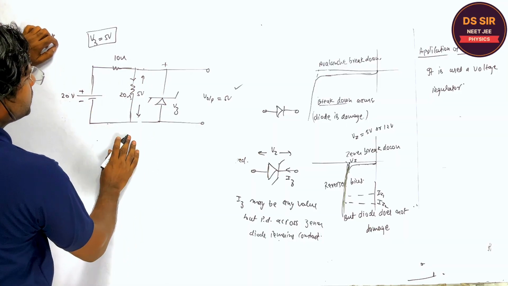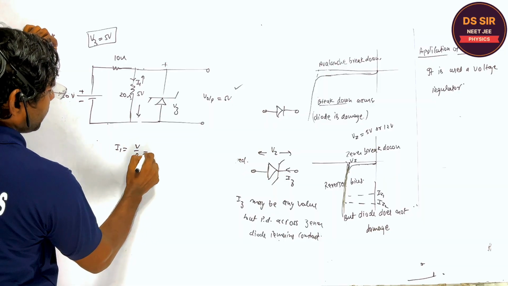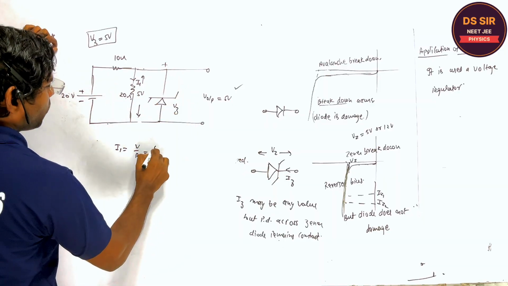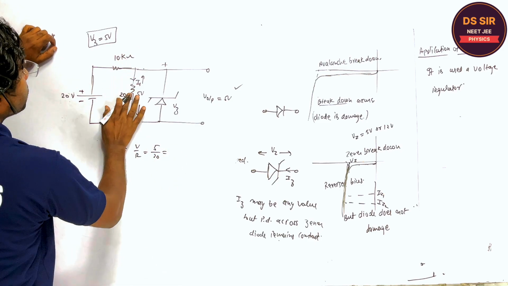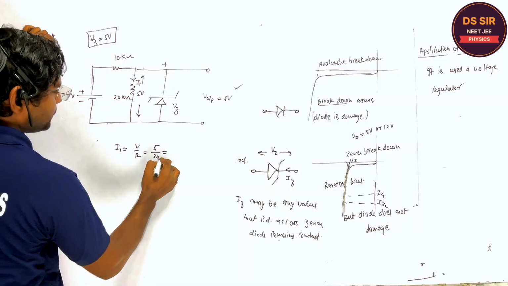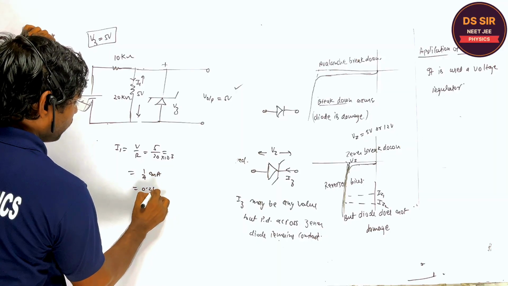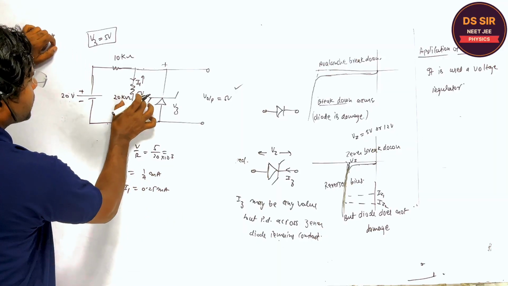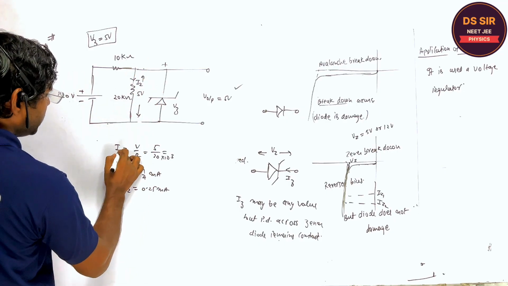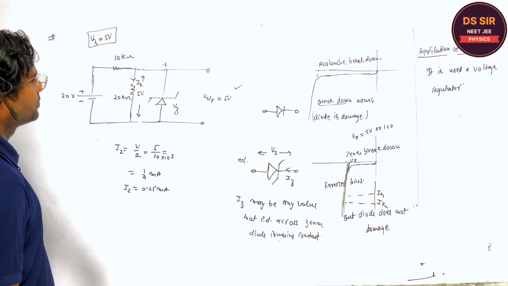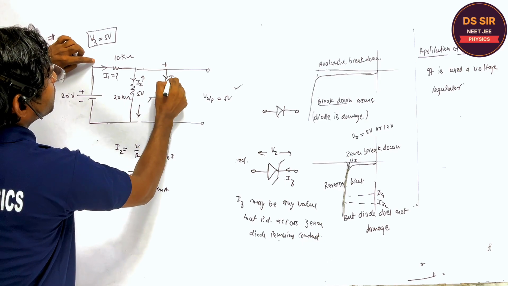So you tell me what is the current flowing over here in this I1. I1 is V upon R. What is the potential difference? Equal to the Zener voltage, 5 volt. You choose the 20 kilo ohm resistance. 5 upon 20 kilo ohm is 1 by 4 milliampere, 0.25 milliampere is the current in this resistance. Are you getting or not? You may assume this current is I2. Are you getting, Sanjay?